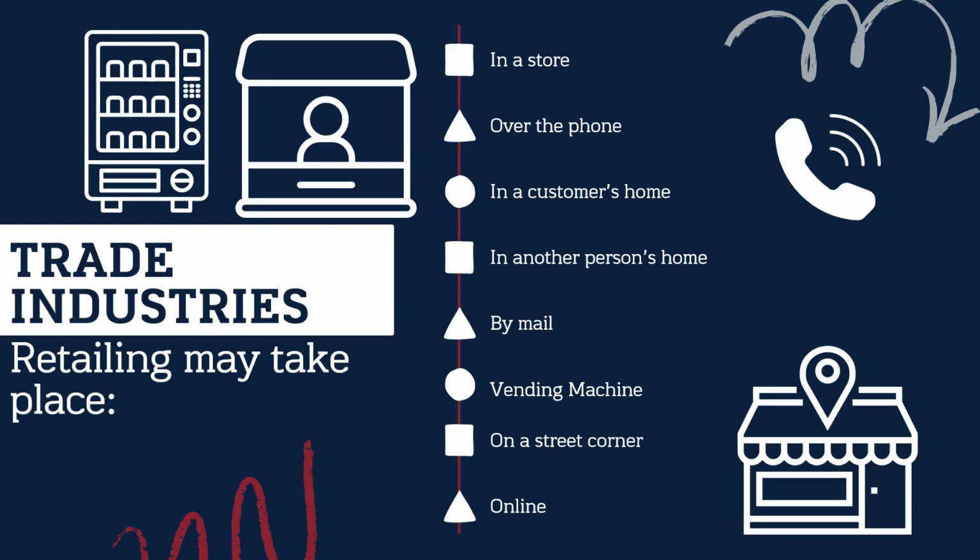When it comes to trade industries, retailing may take place in a store, over the phone, in a customer's home, or in another person's home, by mail, through vending machines, on a street corner, or even online. All of these are places where retailing may take place.